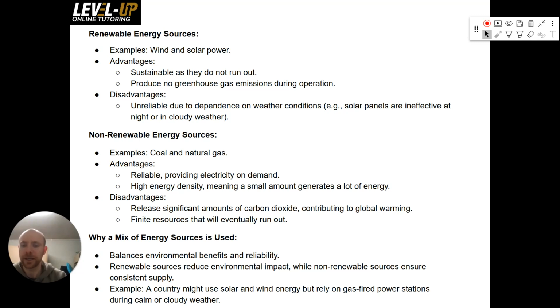So, for example, a country might use solar or wind power but rely on gas-fired power stations during a calm or cloudy period, or if there was a sudden surge.